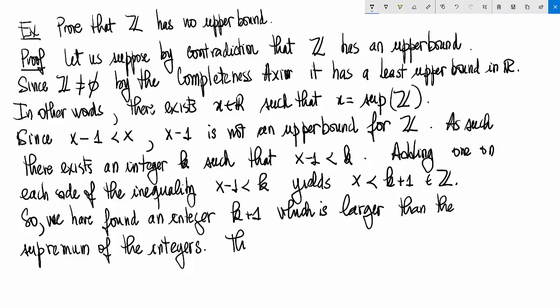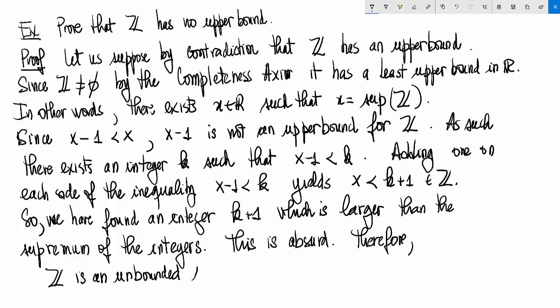And of course, this is absurd, right? So our assumption is false. So then, therefore, z is an unbounded subset of the reals. Again, there are many ways to prove this result, but this is one way of proving that z is an unbounded set by directly appealing to the completeness axiom.